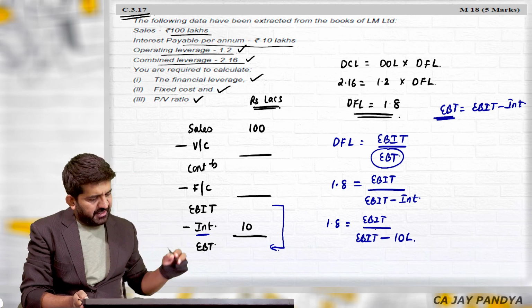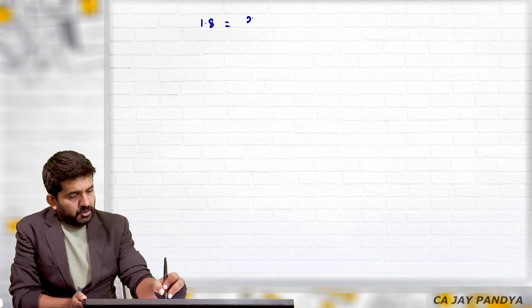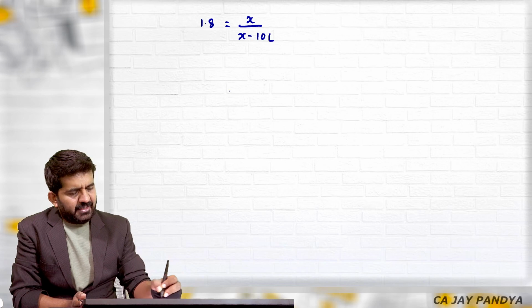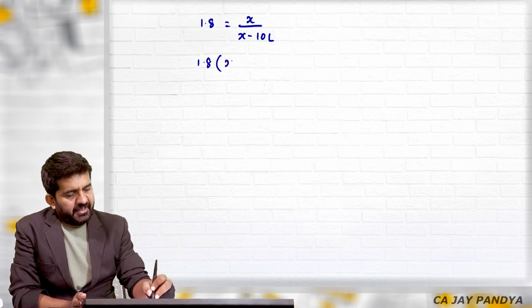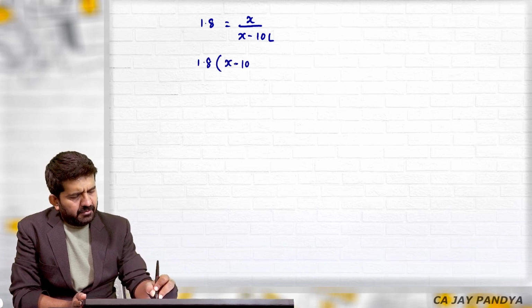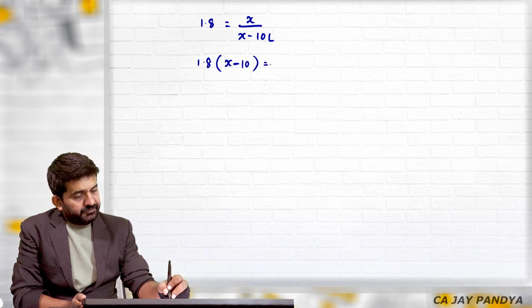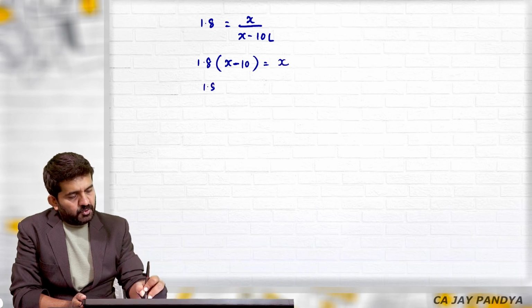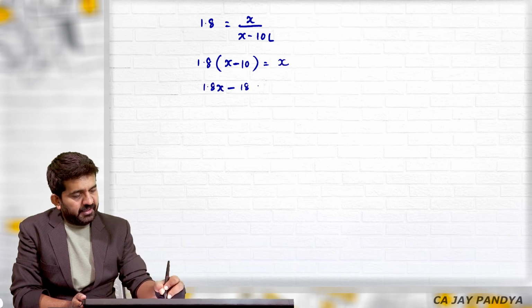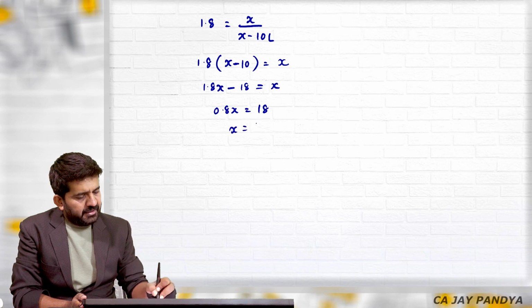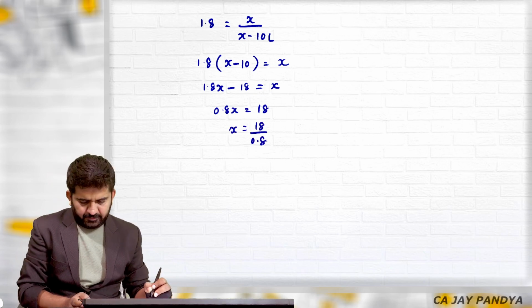I can solve this taking EBIT as X. 1.8 is equal to X upon X minus 10 lakhs. So it will be 1.8 X minus 18, answer in lakhs, is equal to X. This is 1.8 X minus 18 is equal to X. 0.8 X is equal to 18. X is equal to 18 divided by 0.8.